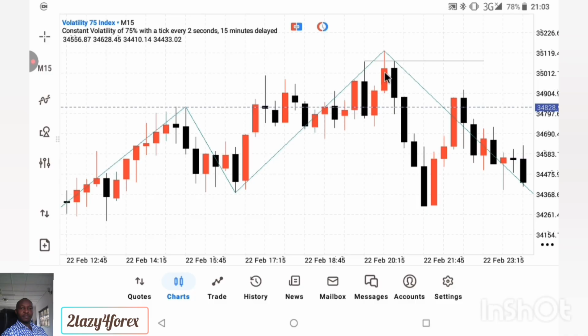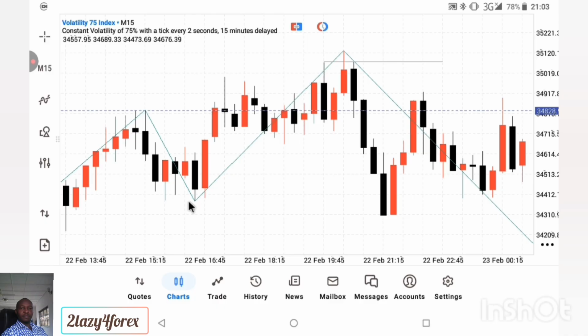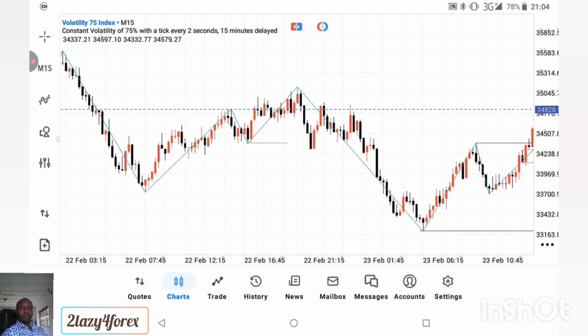We expect a red candle to close above it. It didn't close above it. Instead, it came back below this place. So once you have a close below this place, let me mark it like this so it doesn't get us confused.